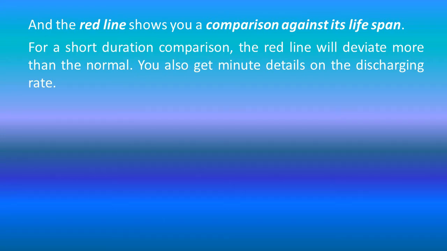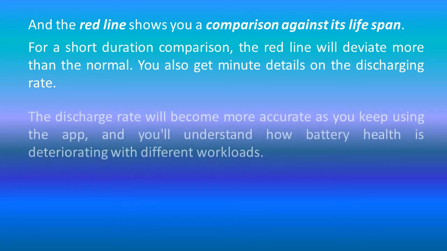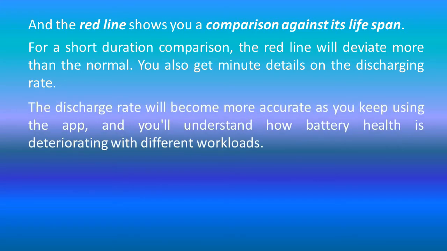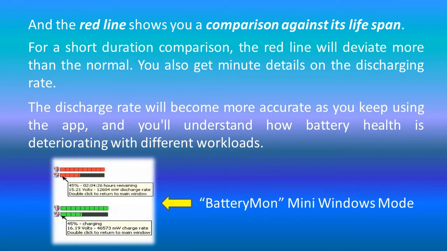You can also get minute details on the discharging rate. The discharging rate will become more accurate as you keep using the app, and you will understand how battery health is deteriorating with the different working loads. The screenshot is taken in Batterymon's mini Windows mode. This red bar indicates that the battery is discharging, and the green bar indicates that it is charging.